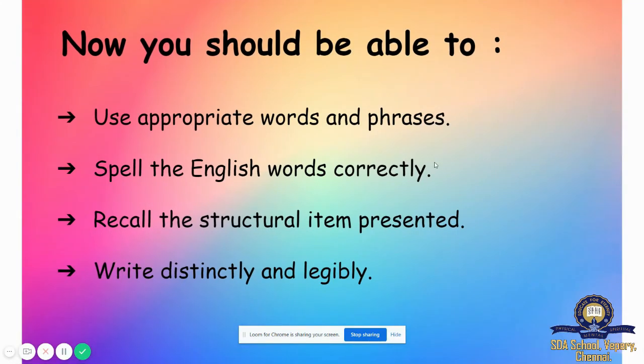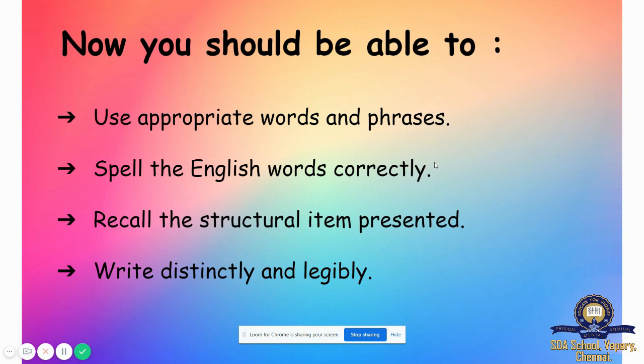So now you should be able to use appropriate words and phrases. Spell the English words correctly. We call the structural item presenter. So what is an action verb? It describes something that a person, animal, thing or force of nature can do. So in simple present tense, we learned how to use action verbs and how to use be verbs. Isn't it, children? Yes. So then write distinctly and legibly.